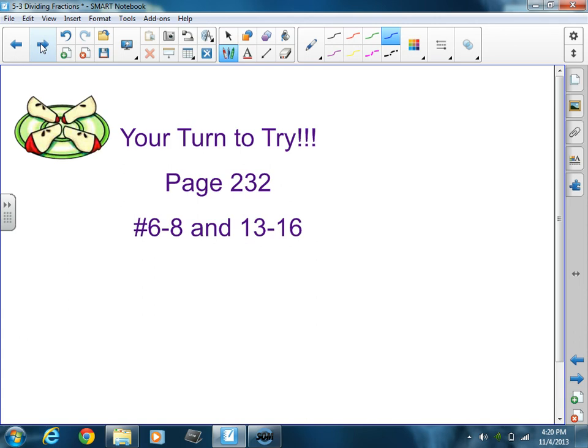So now it's your turn to try. On page 232, please complete numbers 6 through 8 and 13 through 16, and that will give you practice covering everything that we just learned.